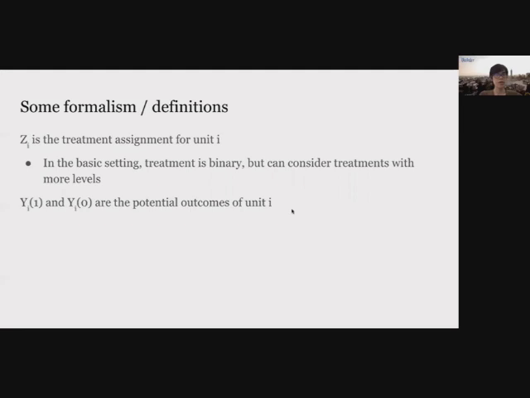Okay, so as said before, y sub i 1 and y sub i 0 are the potential outcomes of unit i. And these are the outcomes under treatment and under no treatment, respectively. No treatment is also called control. And for every person, we observe as an outcome y sub i obs. So this is the standard notation, and this is defined to be the potential outcome under the treatment assignment, z sub i.